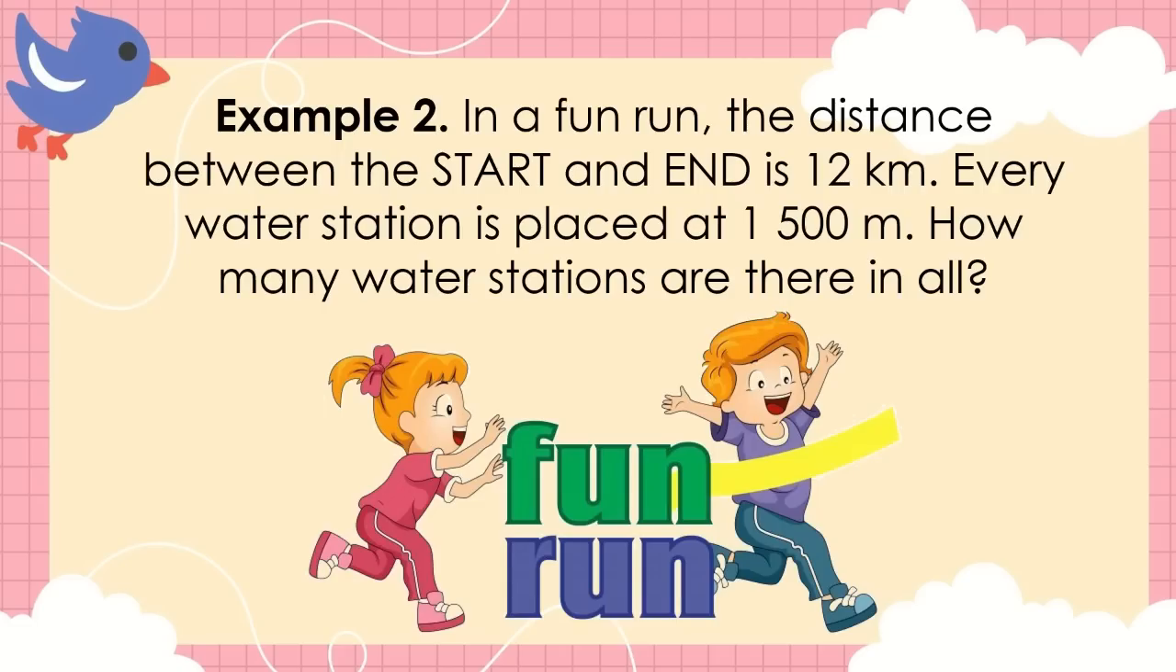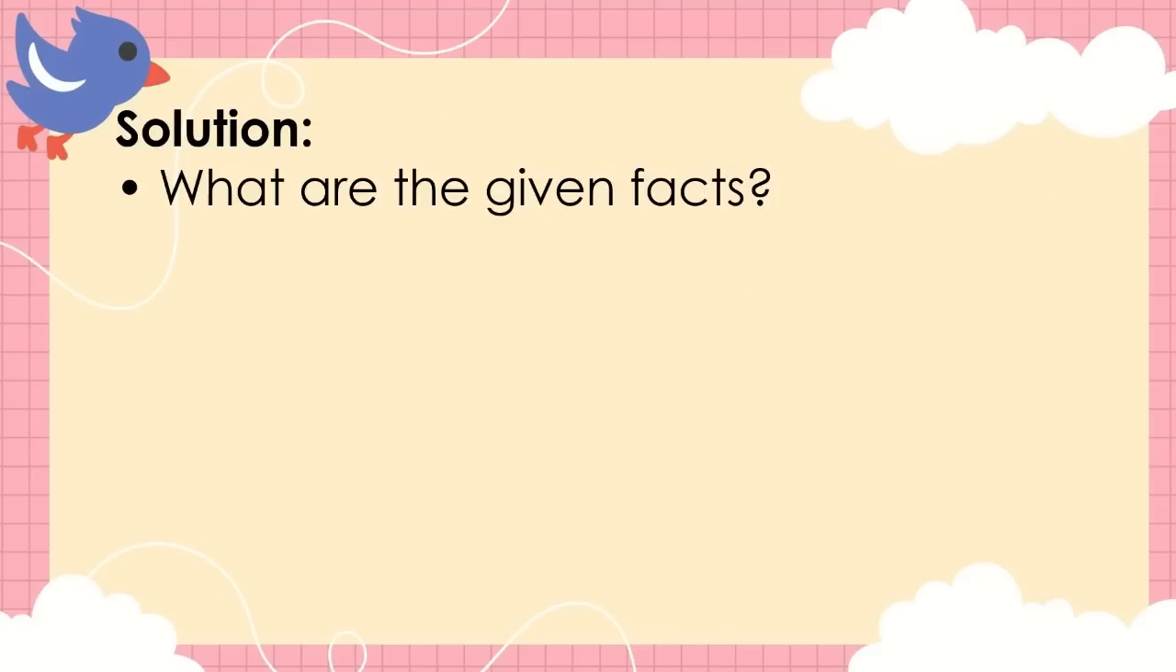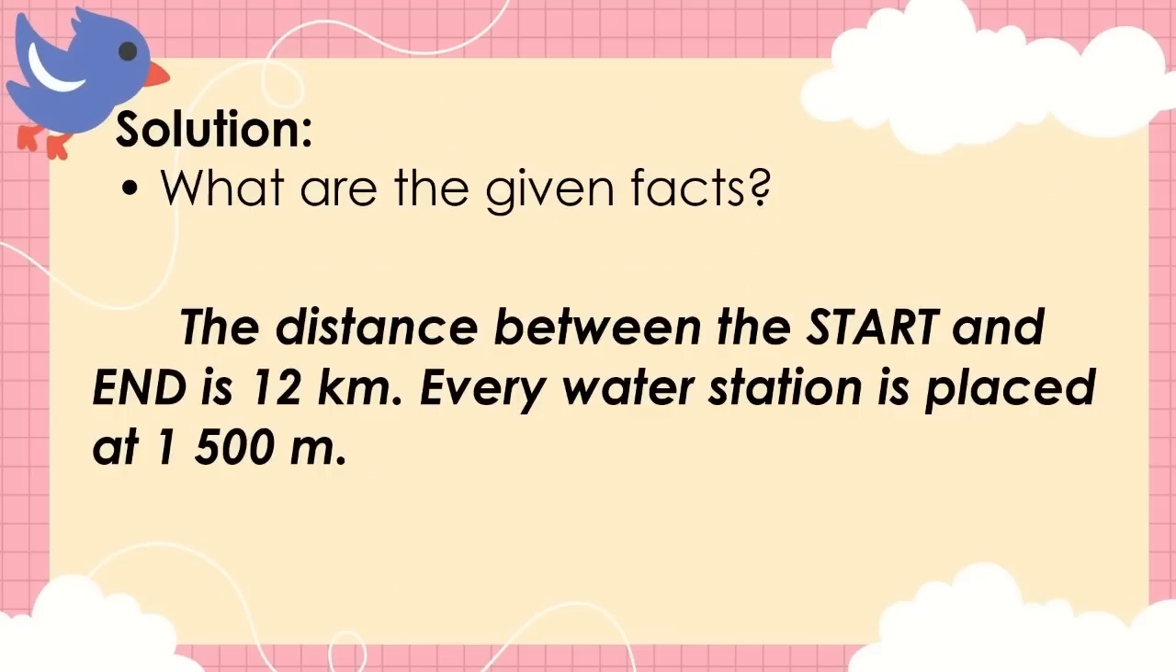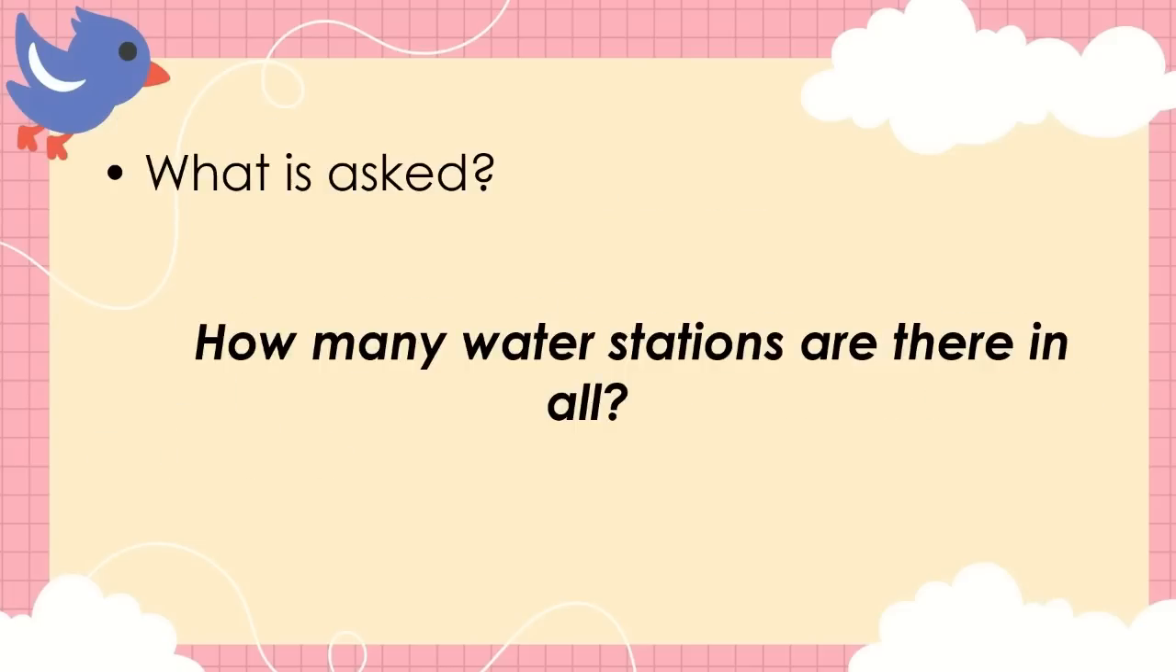Example number 2. In a fun run, the distance between the start and end is 12 km. Every water station is placed at 1,500 meters. How many water stations are there in all? Solution, what are the given facts? The distance between the start and end is 12 km. Every water station is placed at 1,500 meters. What is asked? How many water stations are there in all?